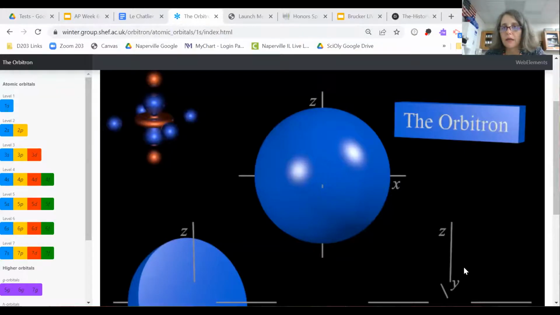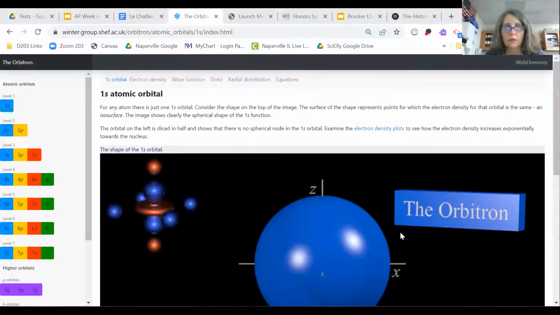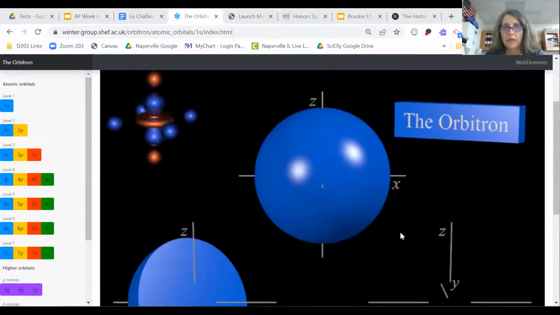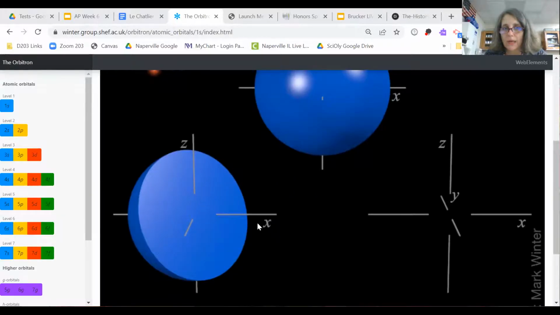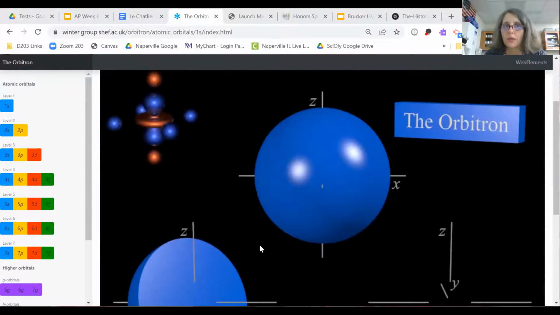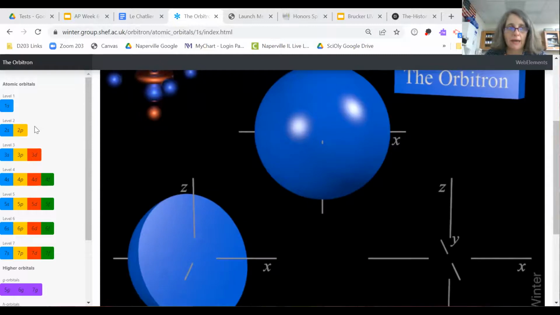So I have a link up on the slide to this, but this is called the Orbitron. This is an example of what they would do graphically for showing an s orbital. So an s orbital is a sphere. It's over the x, the y, and the z axis. So this is just doing a cross section of an s orbital. So again, spheres are pretty easy to see or imagine in your head.